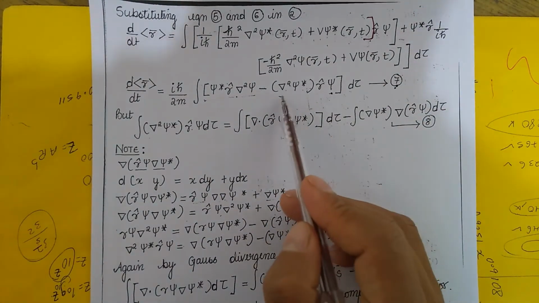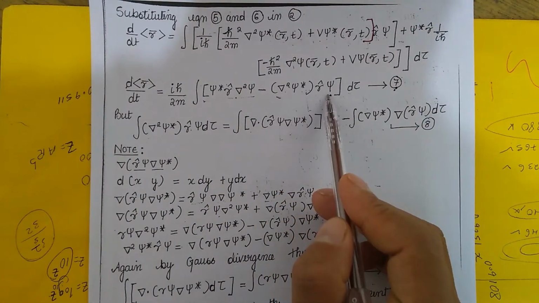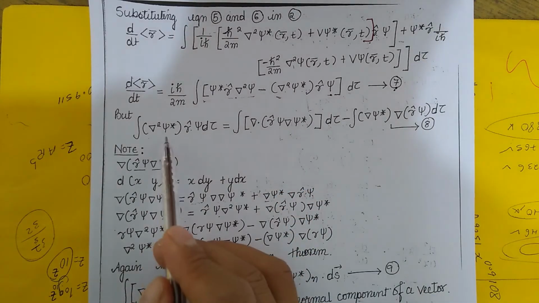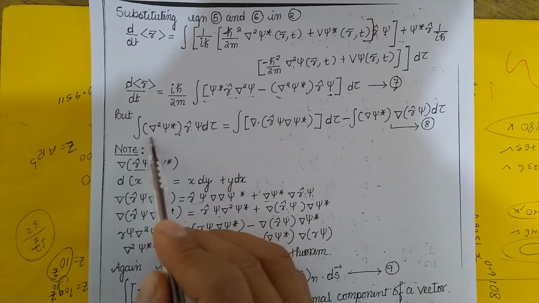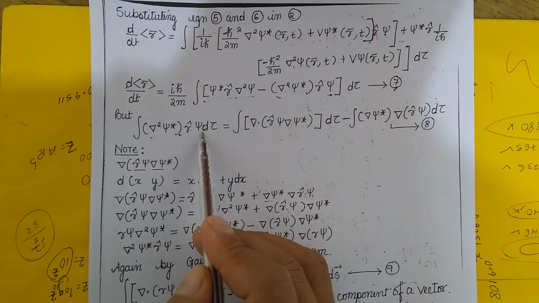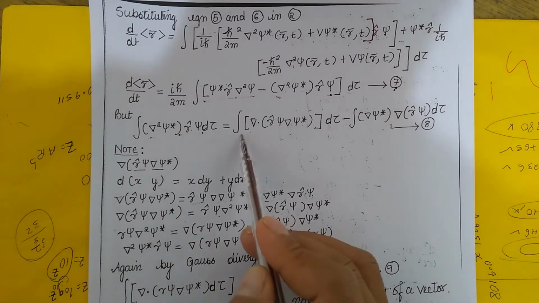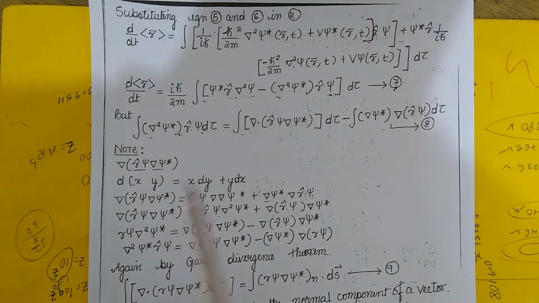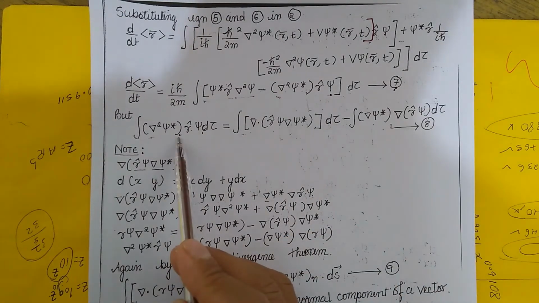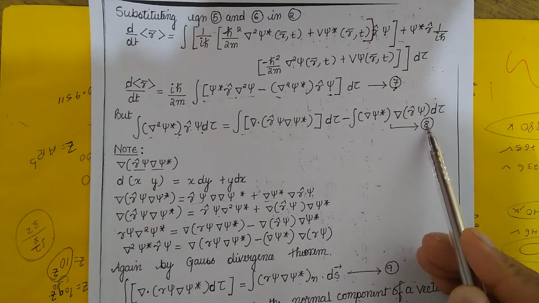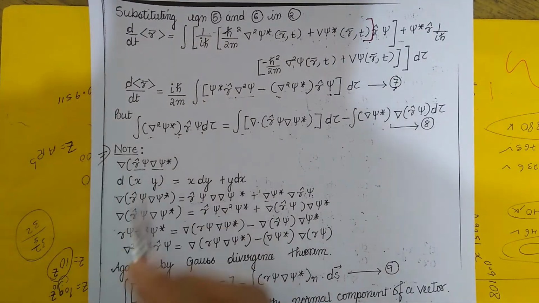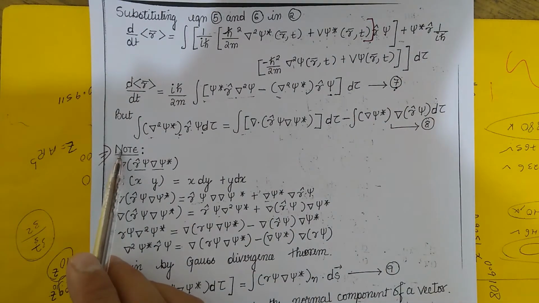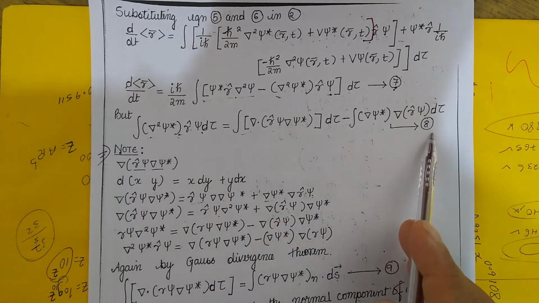So we will consider only the second part of the integration. The second part of the integration is this one, and we can write this integration in this way. So you may be wondering how you are getting these two terms from this term. That is your equation 8. Then this is your note. So this note will help you to understand how you are getting equation 8.